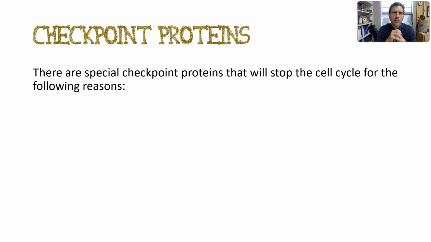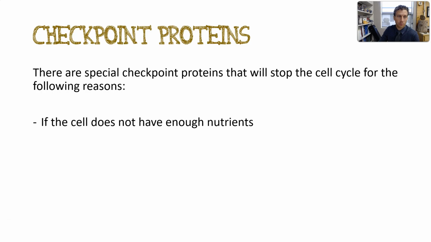There are other proteins, and we talked about these earlier, checkpoint proteins, and these are special proteins that will kind of regulate, control the cell cycle, and they'll stop the cell cycle for different reasons. So if the cell does not have enough nutrients, then it's not good for the cell to keep dividing. Or if the DNA is damaged, okay, there are checkpoint proteins that guard that, and they check if the DNA is damaged. And if it is damaged, then we don't want the cell to divide.